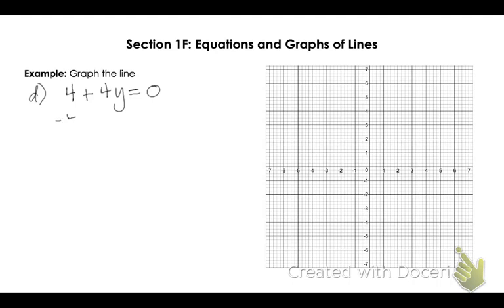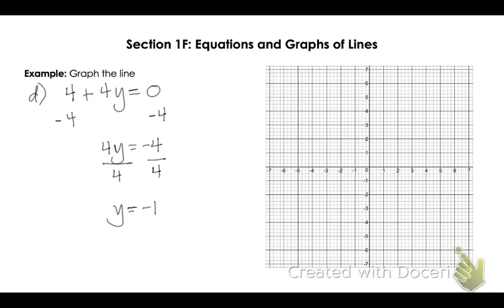I'm going to subtract 4. 4y equals -4, divide by 4. Y equals -1. Okay, so again, this is the equation of a horizontal line. Okay, this line is very boring. No matter what question you ask it, it always answers y equals -1. That's the only thing it wants to talk about. Okay, so y equals -1.